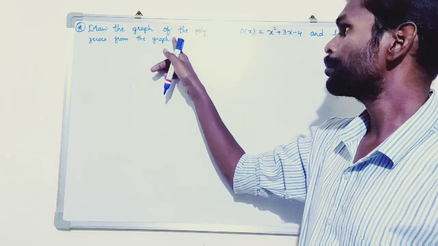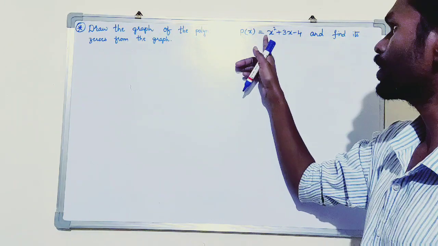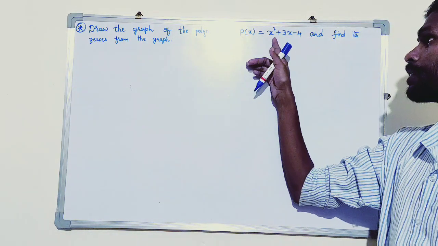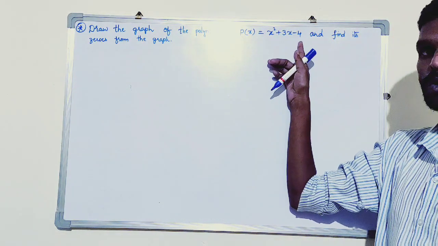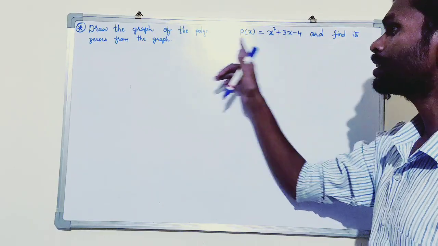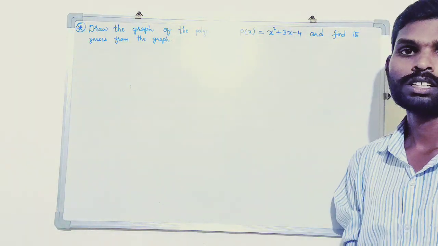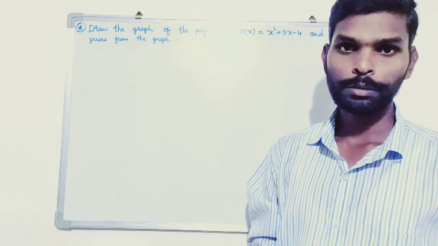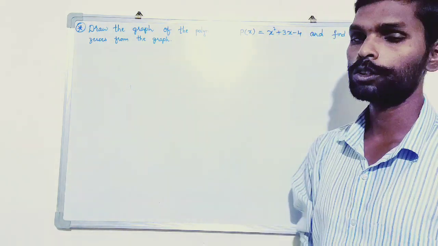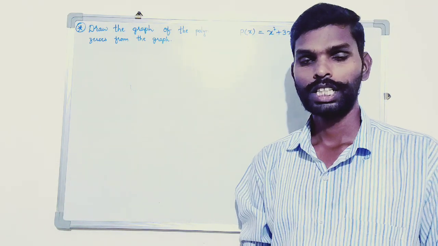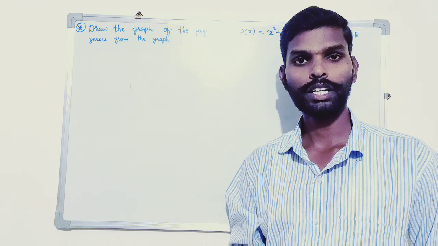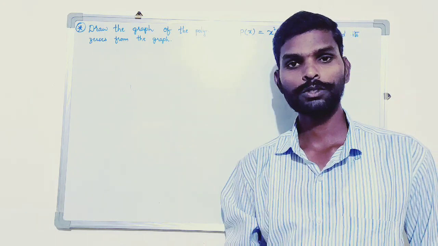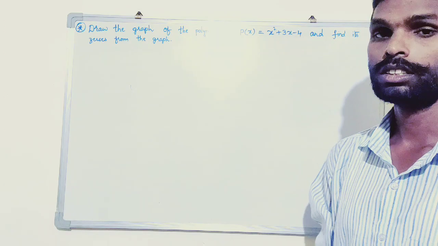See the question here. Draw the graph of the polynomial p of x equal to x square plus 3x minus 4 and find its zeros from the graph. In this problem, you need to draw the graph of the given polynomial, and from that graph you need to find out zeros. Basically, students, you know what the zeros are, sir?